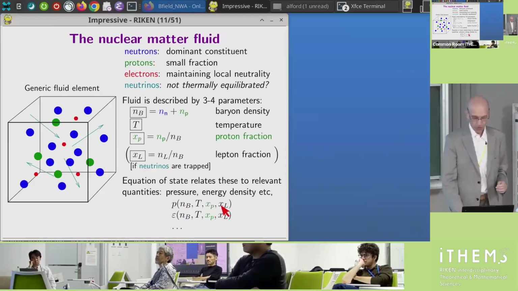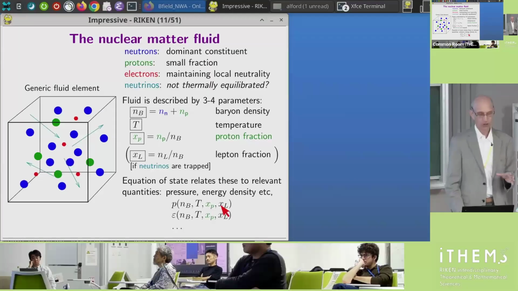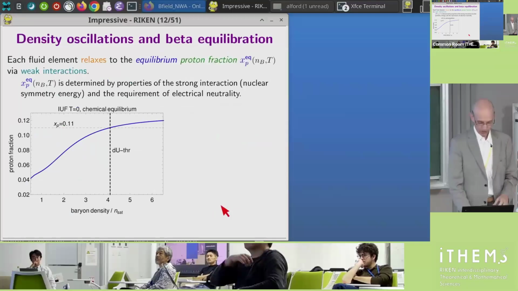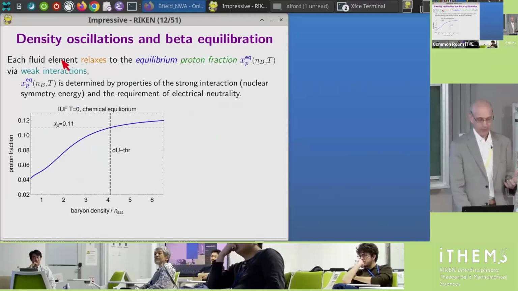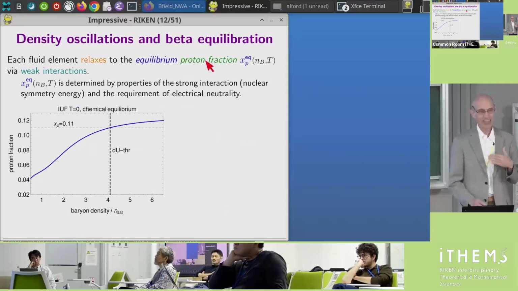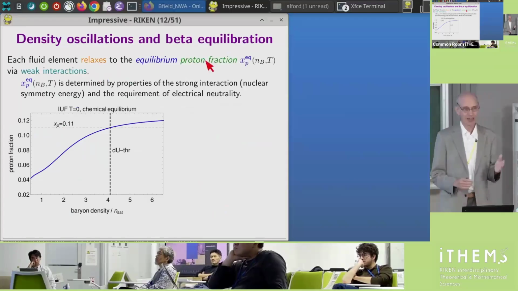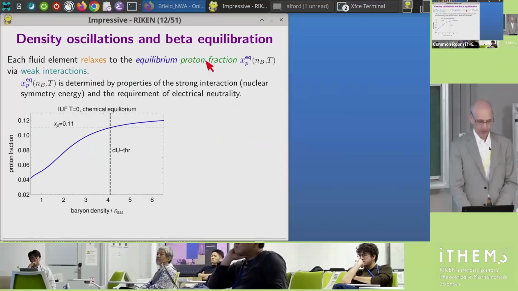All right, so this is our fluid. We're going to compress it. Now, what happens when we compress it? Each fluid element has a sort of favorite proton fraction. Each density really has a certain proton fraction that the system will relax to.